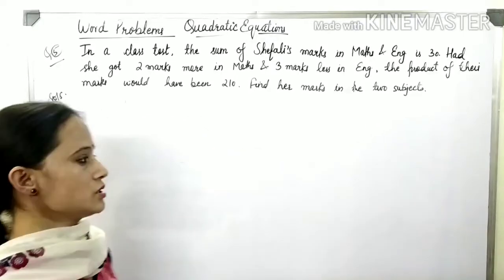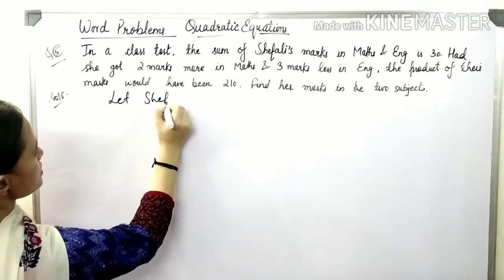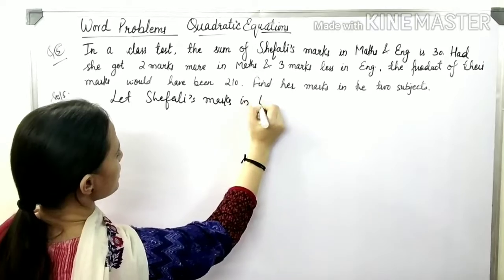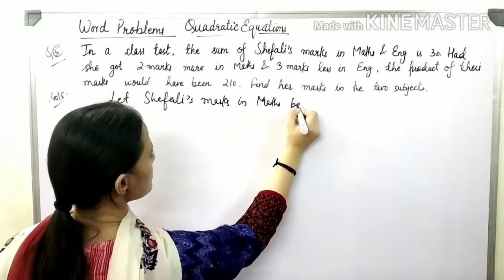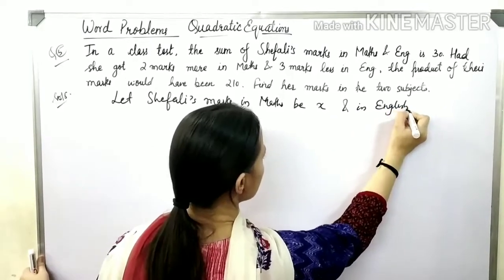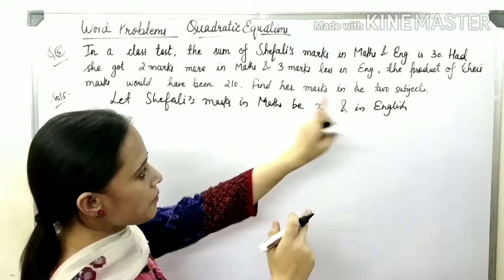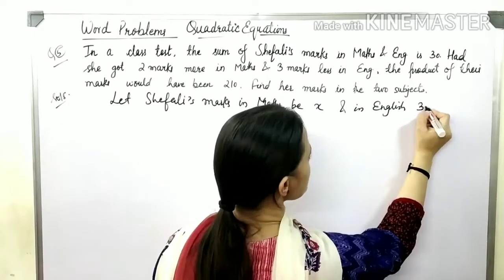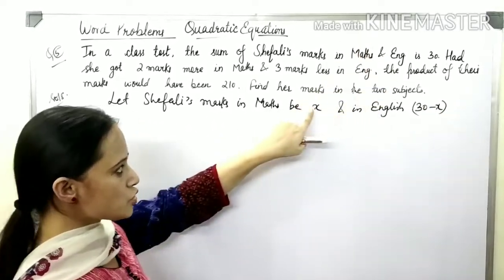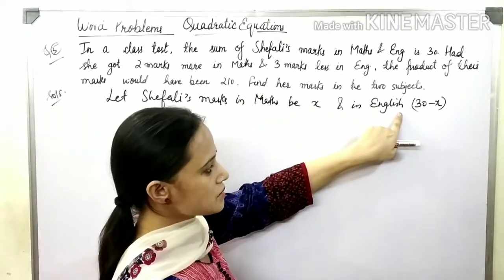So let us assume Shefali's marks in maths be x and in English be y. If you are taking y, it's fine. Otherwise you can take 30 minus x. So let us take 30 minus x, because the sum of the marks in the two subjects is 30. So if I am assuming marks in one subject as x, marks in the other subject, that is in English, will be 30 minus x.